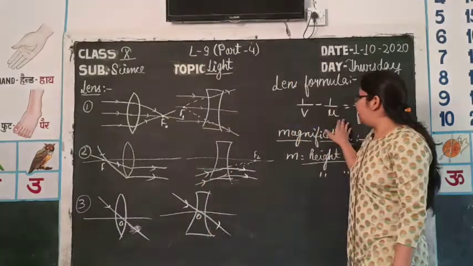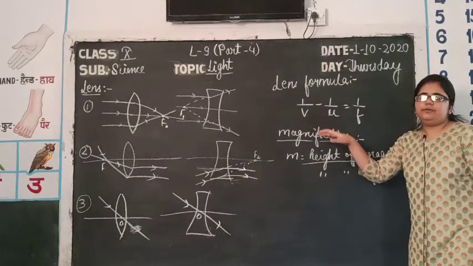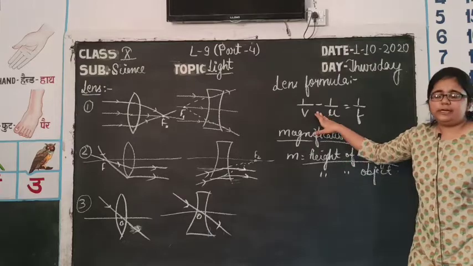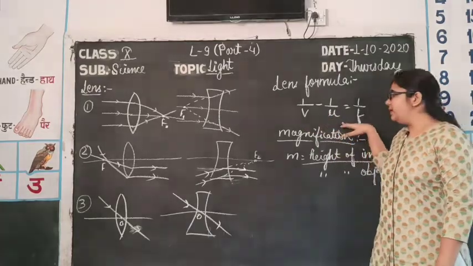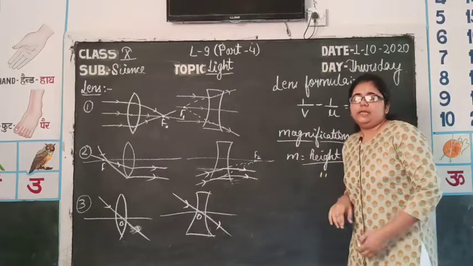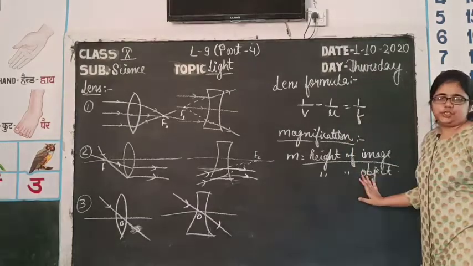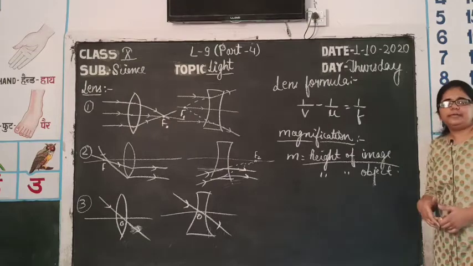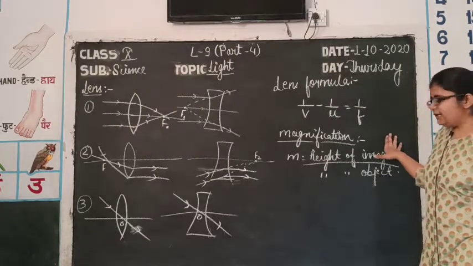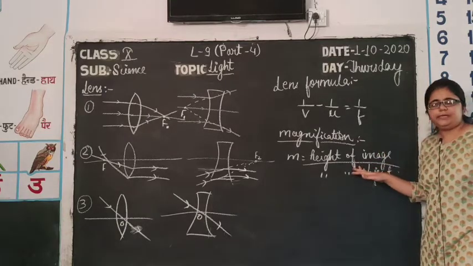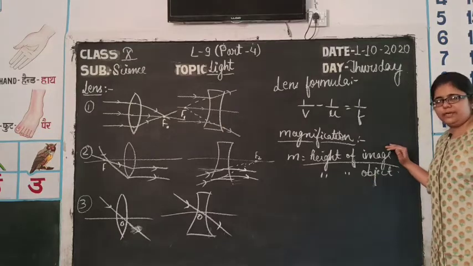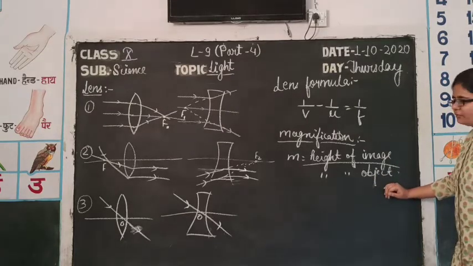In the mirror formula, there is a plus sign between 1/v and 1/u, but in lenses this sign is changed, and 1/v minus 1/u is equal to 1/f is the lens formula. Then we will study the magnification, that is, how much the image is magnified as compared to the object. The formula of magnification is height of image divided by height of object, so that we compare the size of the image with respect to the size of the object.